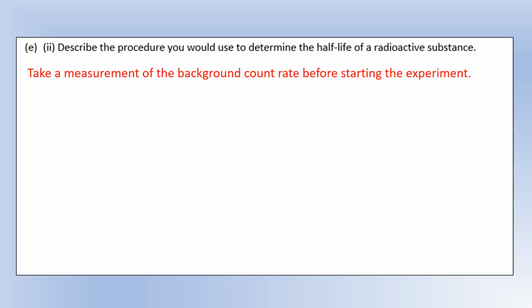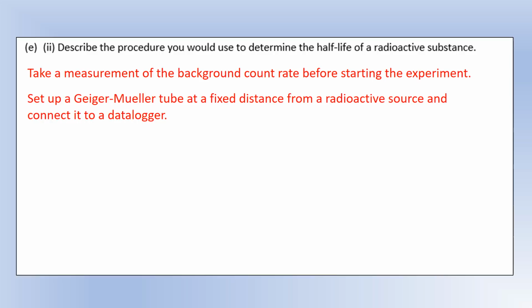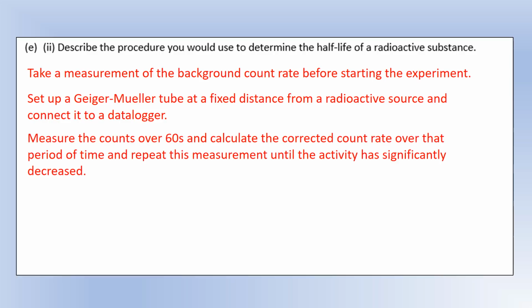So again, same procedure, we're measuring radiation, so we're going to need to measure background to start with. And then what we're going to do is get a Geiger-Müller tube and attach it to a data logger. So anytime we're making measurements over long periods of time, we're going to want a data logger so a computer can do it for us. What we do is measure the counts over 60 seconds and calculate the corrected count rate. And we'd keep doing that. So for lots of periods of 60 seconds, we'd keep measuring what the count rate is. And we'd keep doing that until we've got a significant change in activity.